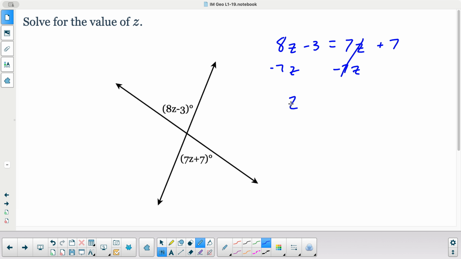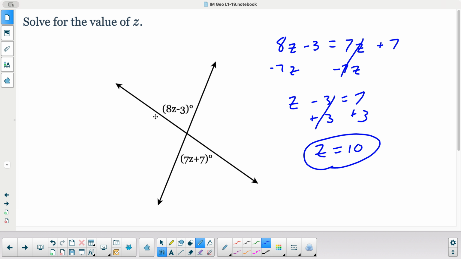So a little bit of algebra. So I get z minus 3 equals 7. Add 3. I get z equals 10. If I wanted to find the angle, it would be 8 times 10 minus 3, so 77 degrees go in here. I don't even need to plug it back in to this one because I know it's going to give me 77. So, all right.